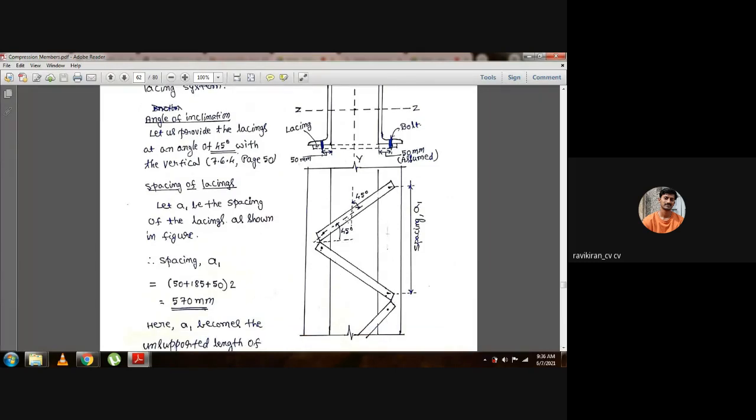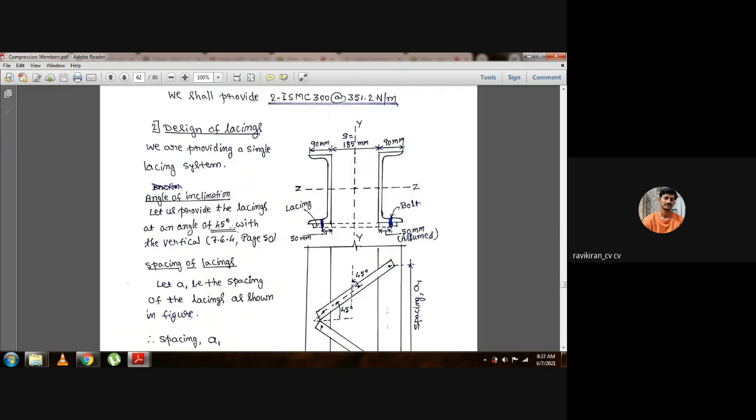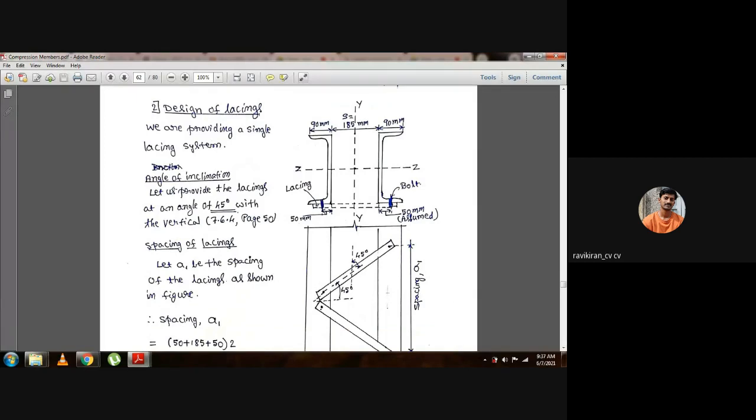So now you need to design or decide what is the width of the plate, what is the length of the plate, at what angle you should place it, and what is the spacing. All this you should design. Okay, let us go one by one. Design of lacings. We are providing a single lacing system because it is asked in the question itself. What should be the angle of inclination of the lacing? It is given in the code book, that is page 50 of IS 800, clause 7.6.4.